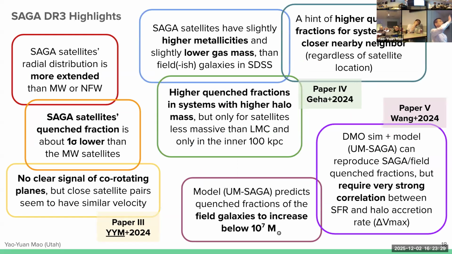I could probably give 3 talks if I just focused on the SAGA survey results, but I want to show you something else. So here are some of the cool things that we found in the SAGA survey. We have 5 papers, 3 from our final data release and 2 from our earlier data release. So if you're interested, you can look them up online.